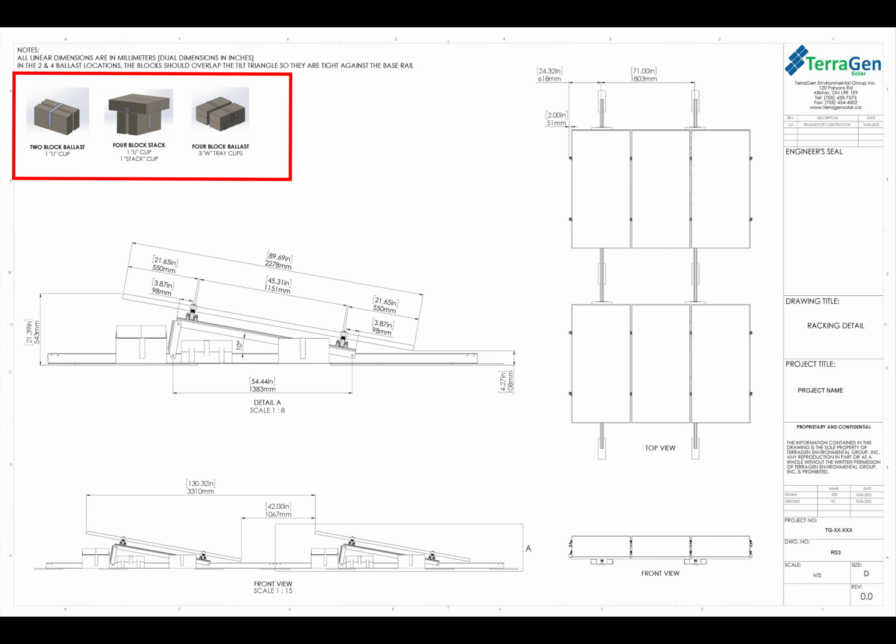Up in the top left corner, you will see that we show what each of those ballast blocks is. So the 2-block ballast, the 4-block stack, and the 4-block ballast. We also note there which of the clips that are being provided by us are being used for these ballast. I would also like to note that the racking detail shows you your max block configuration. So for the sample package, here is what 10 ballast blocks would look like underneath a triangle. This is how it would need to be installed on the project when the installation is happening on site.